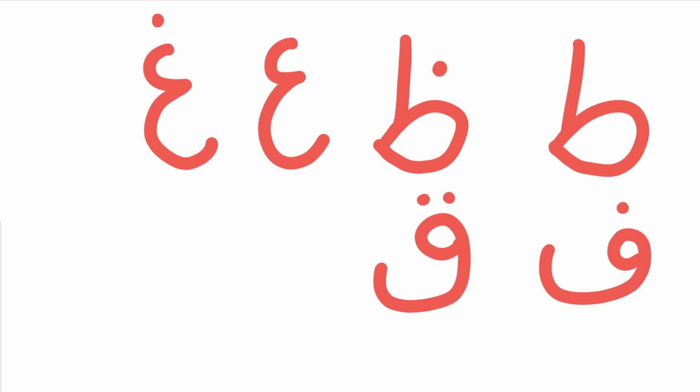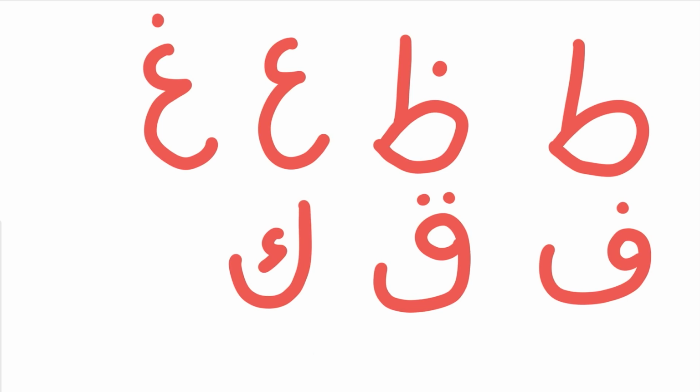So we've covered Ta, Dha, Ayn, Ghain, Fa, and Qaf. And now we move on to Kaf. So repeat after me. Kaf, kaf, kaf. Kaf makes a k sound. So repeat after me. K, k, k. It's just like the letter K in English. So we've covered Ta, Dha, Ayn, Ghain, Fa, Qaf, and Kaf.